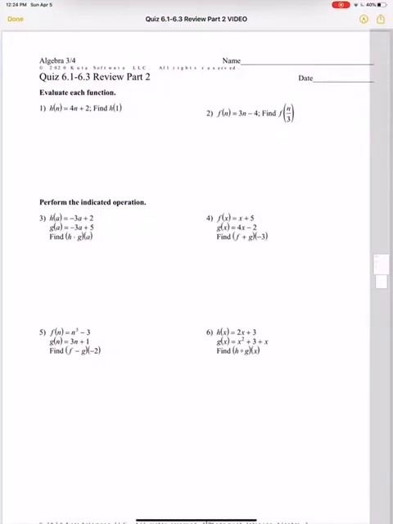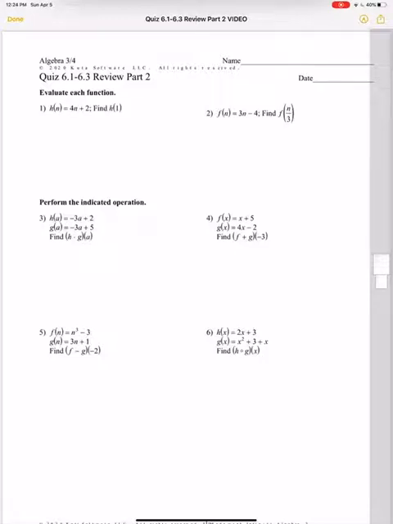Alright, we are going to be looking at a second set of problems for the second part of the review for the quiz. So these problems deal with function operations, adding, subtracting, multiplying, dividing. Problem 6 is a composition of functions. Some of these you also have to evaluate afterwards as well. So we're just going to go ahead and get started.